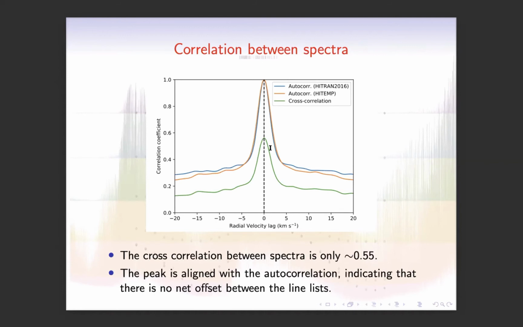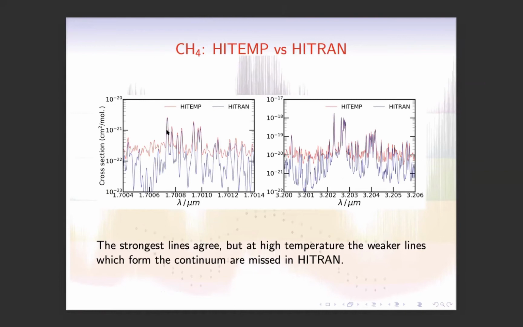And you can see that this is not shifted away in one direction or the other. So effectively it's aligned, it's just incomplete in this case. So you can see that there's no net shift in the high tran and high temp line lists. They're all on top of each other where they are in agreement.